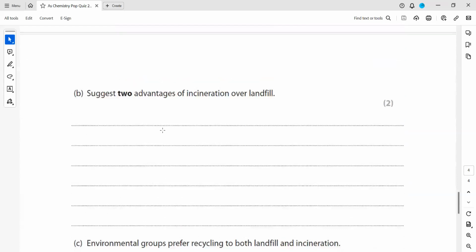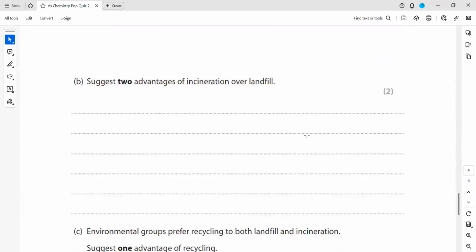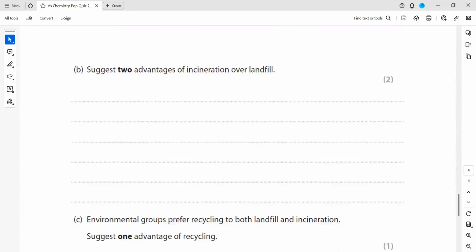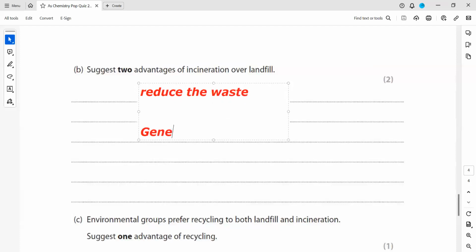Just two advantages of burning (incineration) over landfill. So what is the advantage of burning the waste as compared to dumping it? It will decrease the amount of waste. That is one advantage. And it can also be used to generate electricity. So it reduces the waste and can be used to generate electricity.